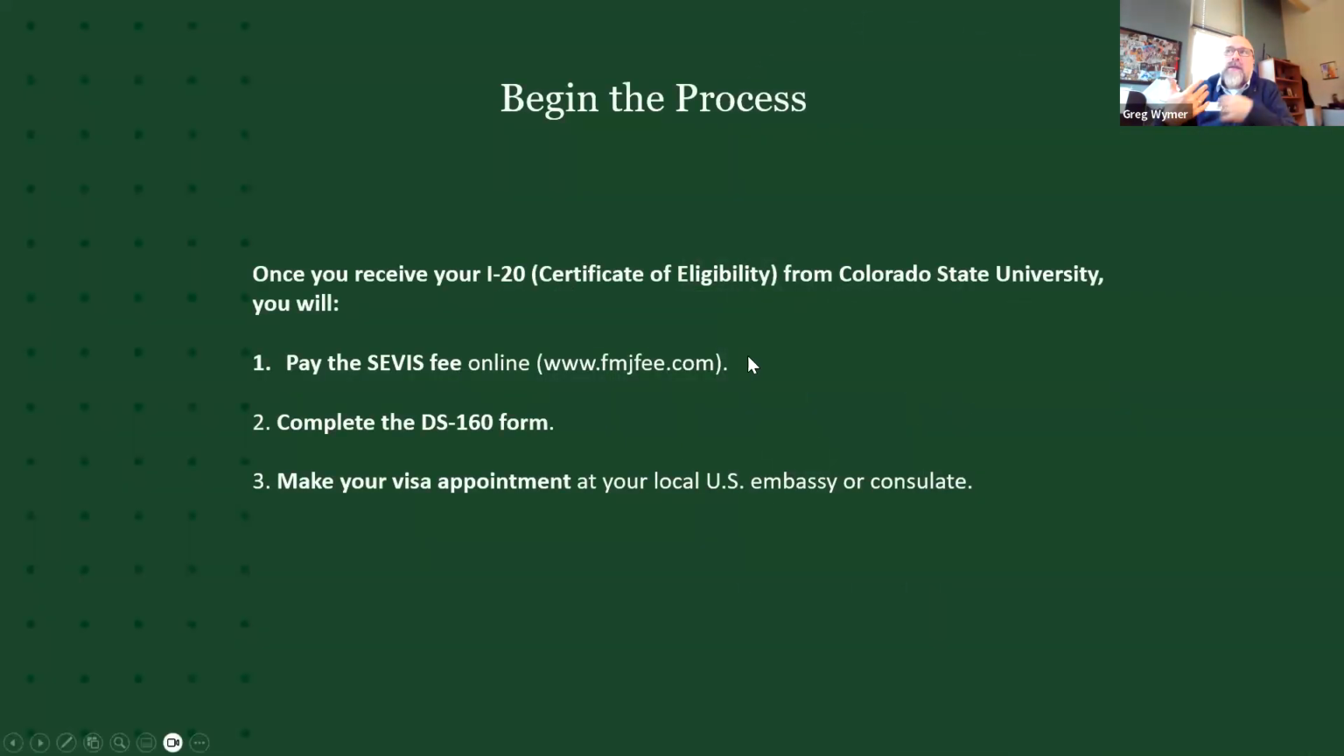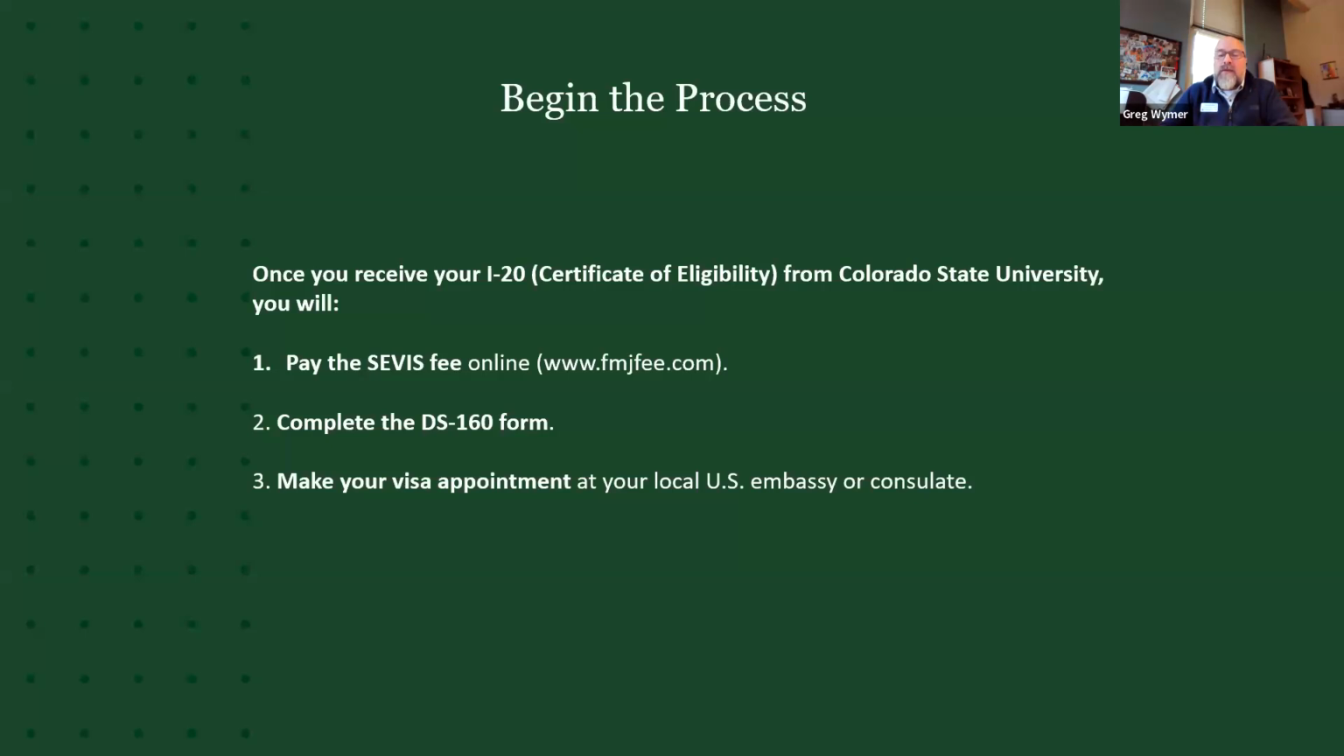The first thing I'm going to tell you to do when you start your visa is to begin the process. Once you receive your I-20, you're going to need to pay the SEVIS fee. The SEVIS fee is not charged by Colorado State University but by the US government, and it's different from your visa application fee. Your SEVIS ID is the number listed on your I-20, and you will use that ID number to pay the fee. Make sure you write your name exactly as it appears on your I-20.